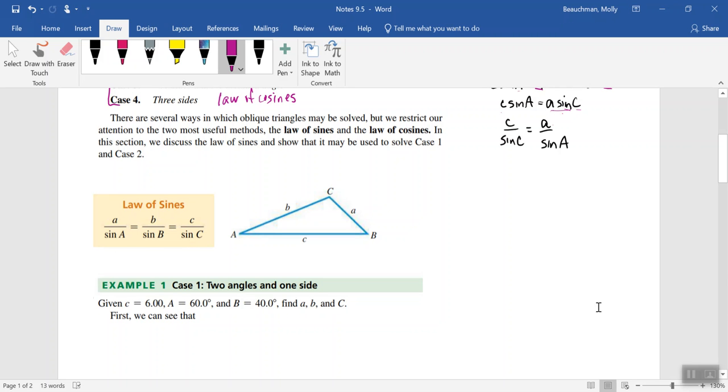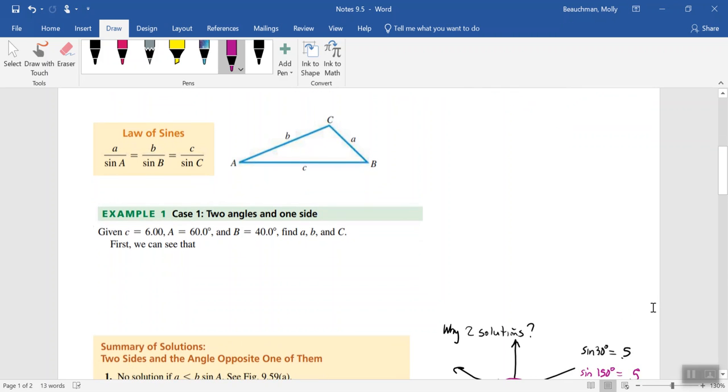Let's see what that means. Example 1, where we have two angles and one side. I have to draw the triangle first, and I'm not too worried on this one about keeping my drawing to scale. I have angle A with little side a opposite, angle C with little side c opposite, and angle B with little side b opposite. We're given that side length c is 6, angle A is 60 degrees, and angle B is 40 degrees. We want to find a, b, and C.